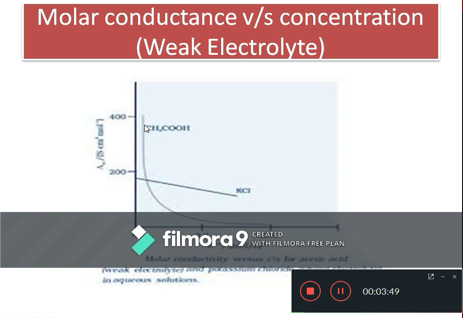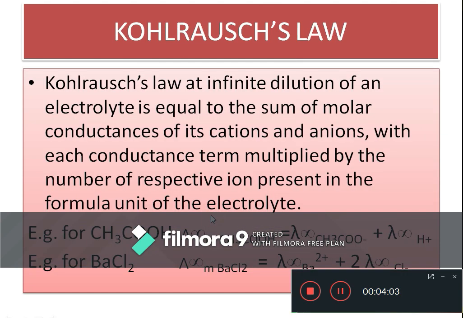So how to find it? We have to use Kohlrausch's law. You see that for KCl, this is the graph between molar conductance and under root of C. Now, with Kohlrausch's law we have to find the molar conductance of a weak electrolyte like acetic acid. We cannot find it as such because the curve is getting parallel to the y-axis. So then we have to use Kohlrausch's law. What does it state? Kohlrausch's law states that the molar conductance at infinite dilution of an electrolyte is equal to the sum of molar conductances of its cation and anion, with each conductance term multiplied by the number of respective ions present in the formula unit of the electrolyte.